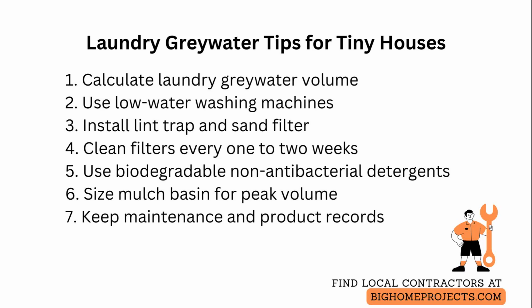Consider low water washers that use significantly less water per load and schedule laundry to avoid overwhelming the drain field. Install a simple lint trap that captures fibers before they enter the plumbing, and follow that with a small sand or textile filter in an accessible chamber to remove fine particulates. Clean these filters on a regular schedule based on use, typically every 1 to 2 weeks in high-frequency situations.